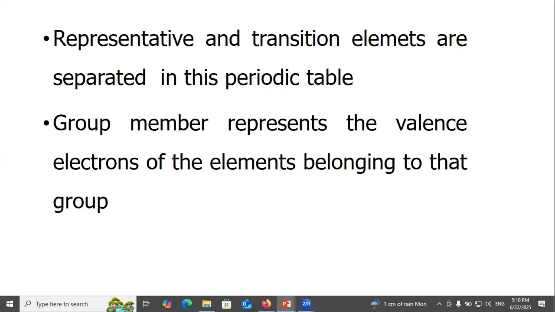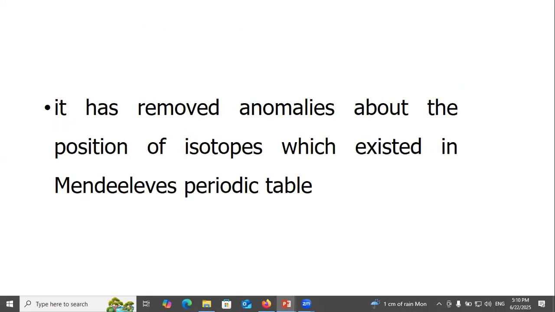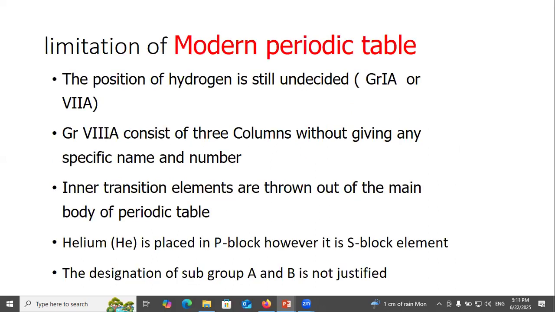Representative and transition elements are separated in this periodic table. Group number represents the valence electrons of the elements belonging to that group. It has removed the anomalies about the position of the isotopes which existed in Mendeleev's periodic table. Limitation of the modern periodic table: the position of hydrogen is still undecided.